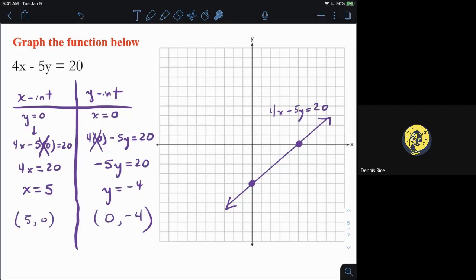Now, intercepts are pretty easy to find because you're basically going to take this equation that has 2 variables in it. And if you want to find a particular intercept, let's say I want to find the x-intercept, you're always going to plug in a 0 for y. If you want to find the y-intercept, you're always going to plug in a 0 for x. And then you should get to this stage.